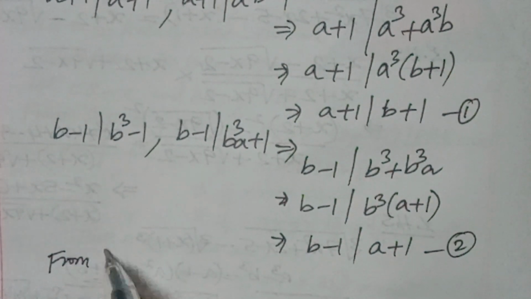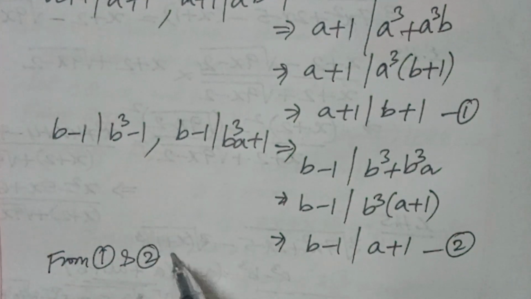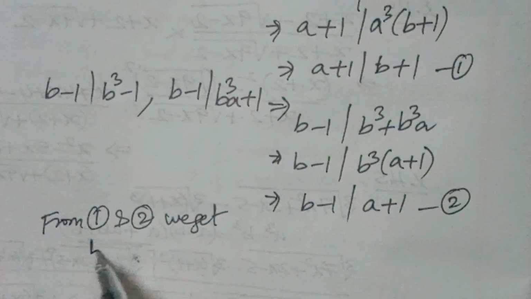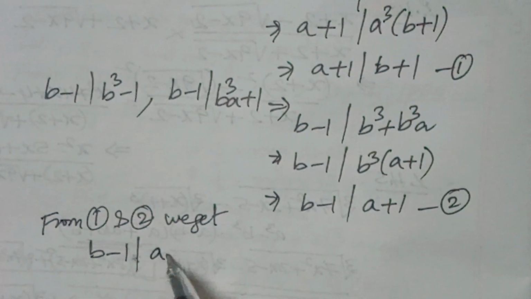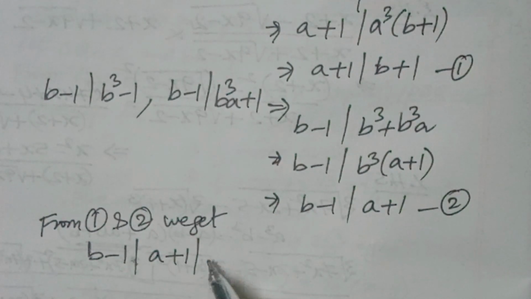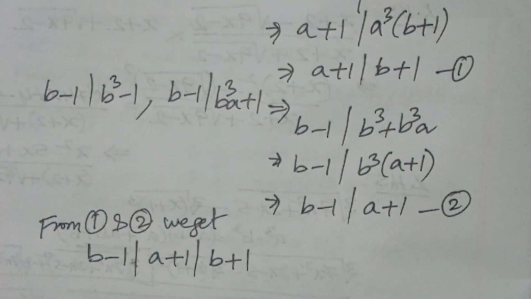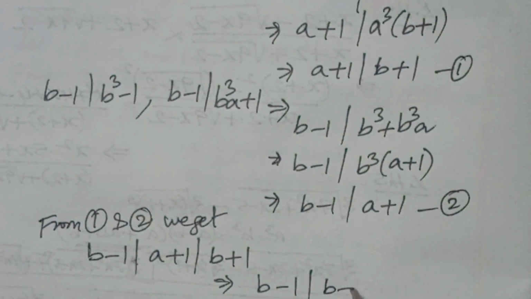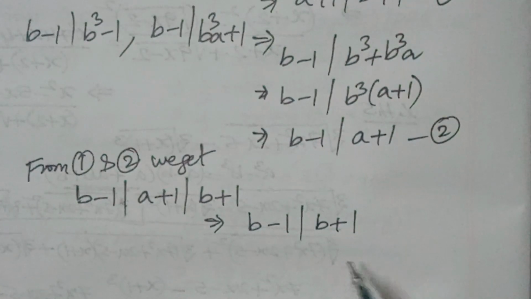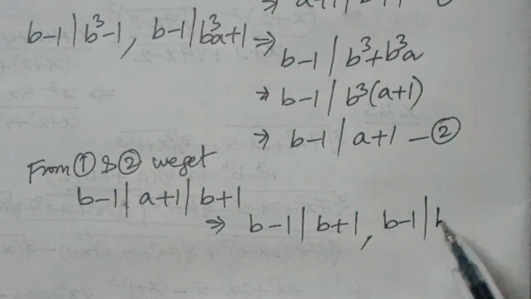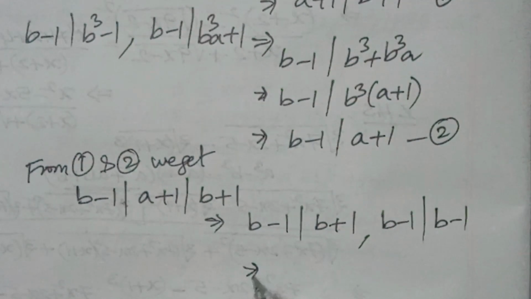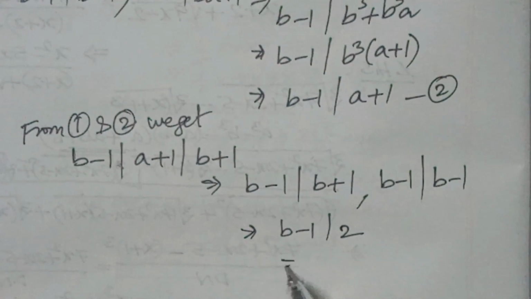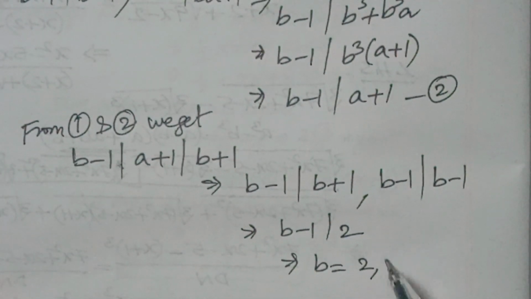Now from 1 and 2 we get b − 1 divides a + 1 and a + 1 divides b + 1. So from this you can write b − 1 divides b + 1. Here b − 1 divides b − 1 now. So here b − 1 divides 2. That implies b value you can take 2 or 3.